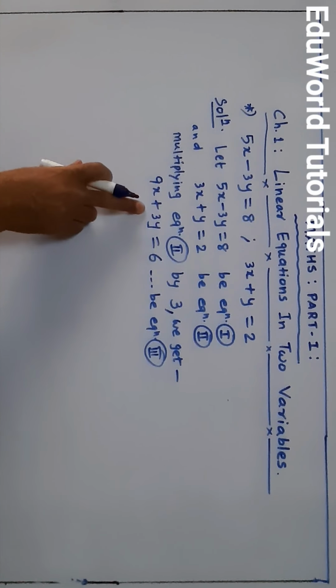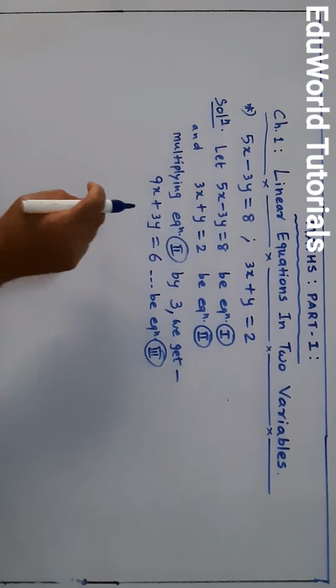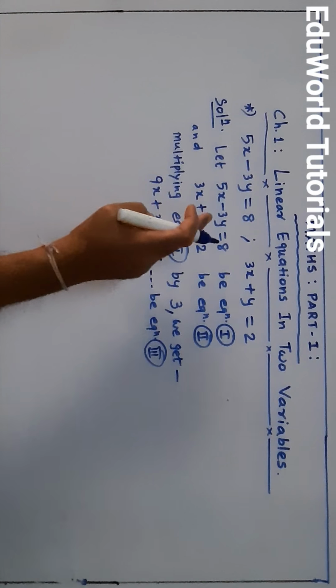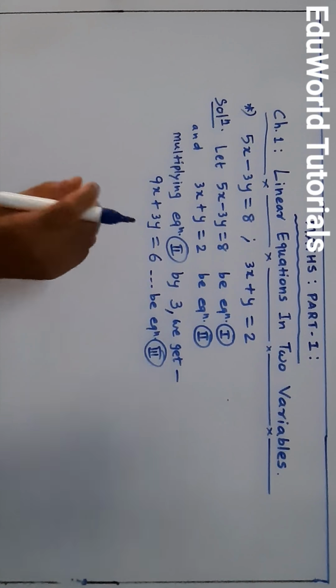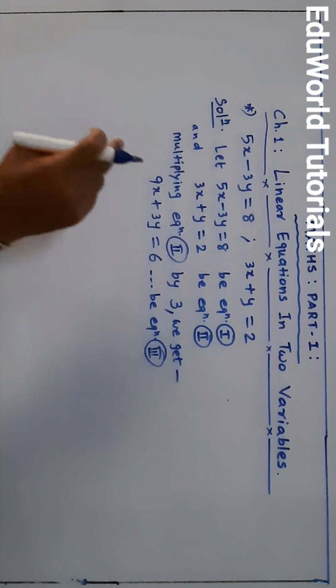Minus 3 and plus 3 are the coefficients. So on adding these equations, these terms will get cancelled. And that is called the method of elimination of a variable. We are removing or eliminating the variable y, so only one variable will be left.